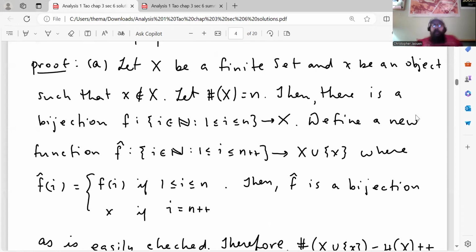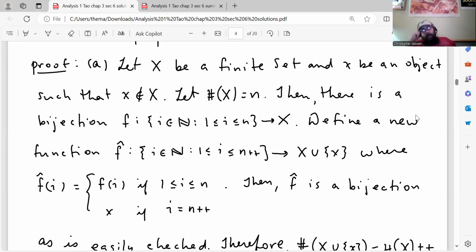All right, so let X be a finite set, and let x be an object such that x is not an element of X. And just so it's easier to write this, let the cardinality of X be n. Then there is a bijection f from the set of natural numbers from 1 to n to X. Define a new function f hat from the set of natural numbers from 1 to the successor of n to the set X union the singleton set containing x, where f hat of i is equal to f of i if i is between 1 and n, and is equal to x if i is equal to the successor of n.